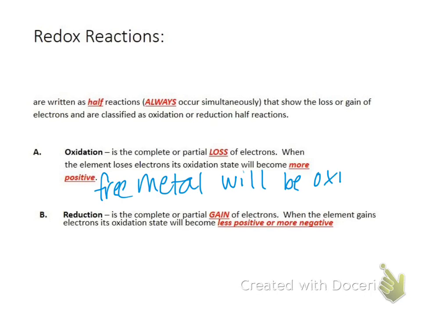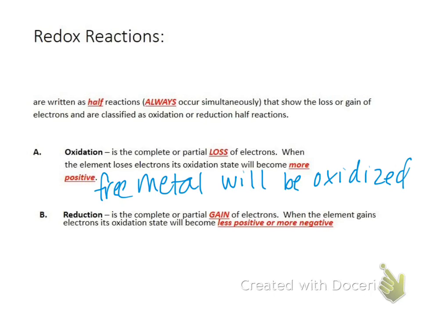Now, if it's already got a charge, it can very well be reduced. But a free metal, meaning it's nothing bonded with it, will be oxidized. So if I have, say, sodium free metal, it's going to be oxidized. It's going to lose electrons. Now, if I go back to a free metal, that's different. That would be reduced. But if it's a free metal by itself, it's going to most likely be oxidized.